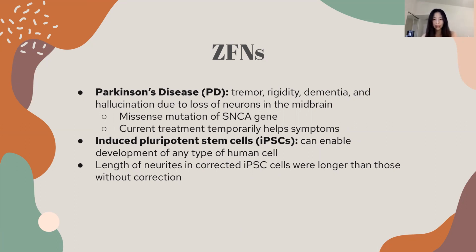Using these cells and the ZFN method, they found that the length of neurites in corrected iPSC cells was longer than in those without corrections, which significantly helps alleviate the effects of the SNCA mutation, allowing for more opportunities and research to be done regarding the cure of Parkinson's disease thanks to this method.